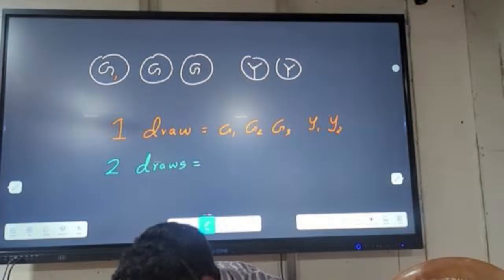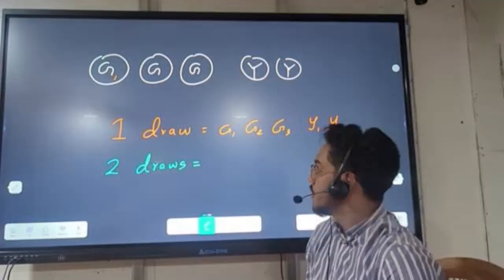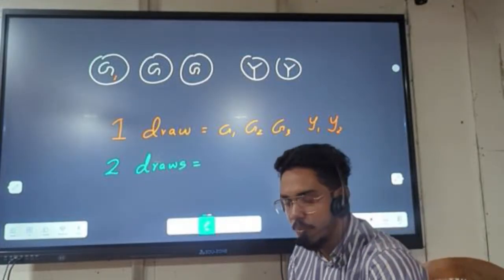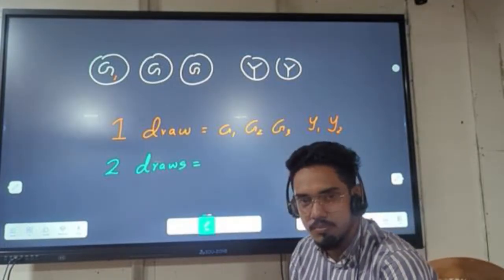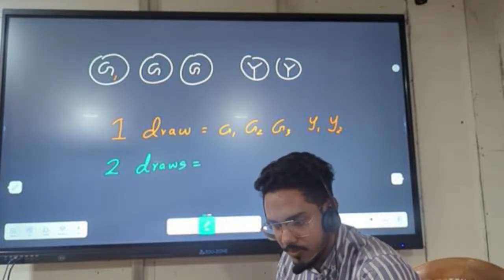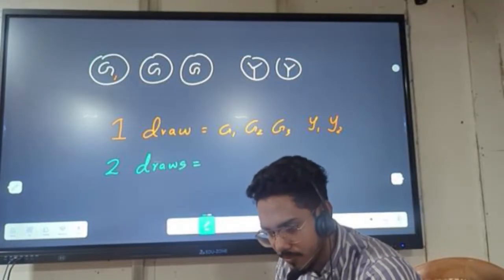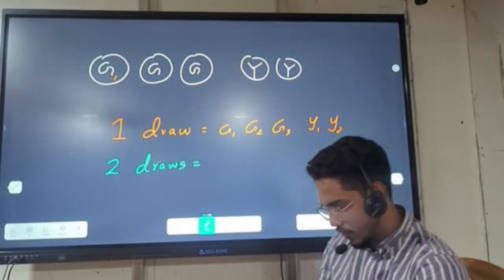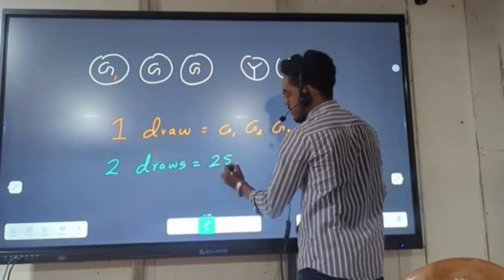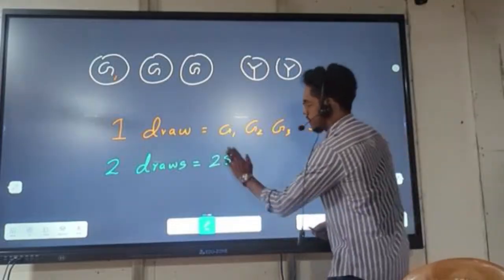Okay, my question is, if it is two draws, if we are going to take the balls twice, how many possibilities we have altogether? How many outcomes we would get? Okay, good job. So many of you are coming up with 25. Actually, yes, we have 25 possibilities. I'll explain how we are going to get this 25.